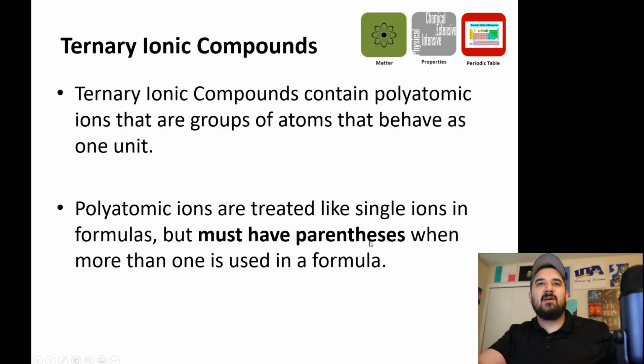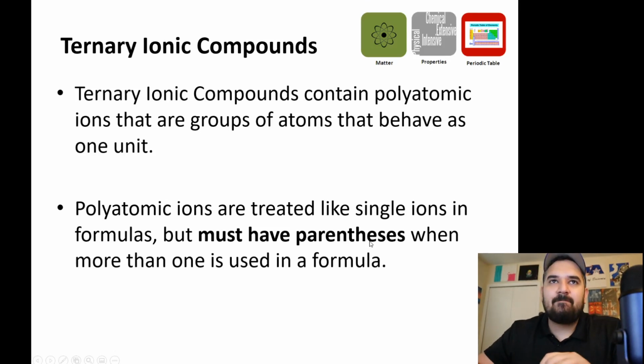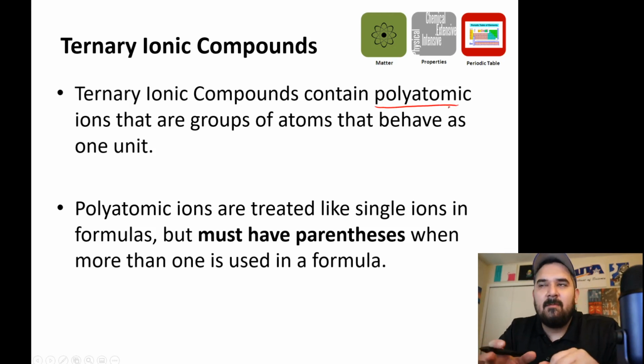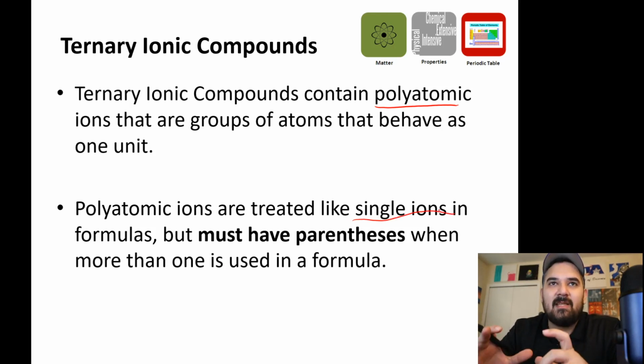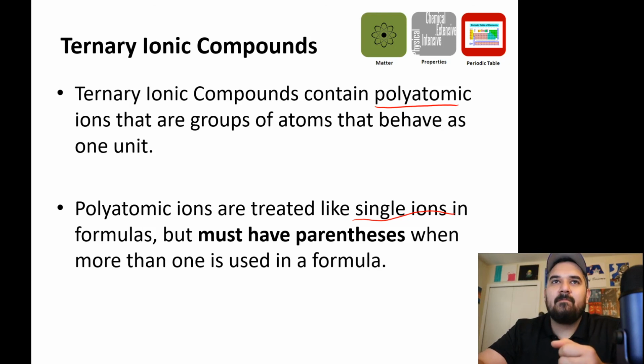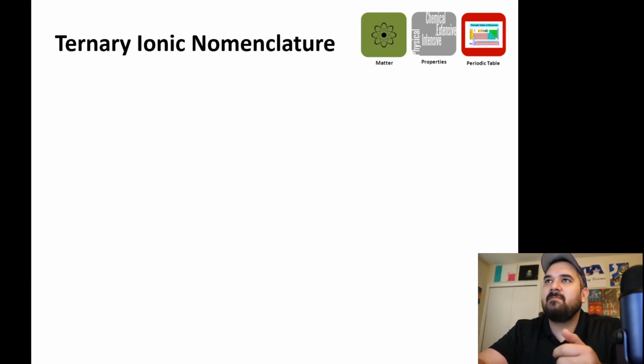All right, now we're going to talk about ternary ionic compounds. So ternary just means 3 or more. So ternary ionic compounds contain polyatomic ions, which I told you were coming. These are the ones from the back of the periodic table. Polyatomic ions are treated like single ions. So if it's a polyatomic ion, you treat it like a single element. But it must have parentheses when more than one is used. You'll see what I'm talking about.